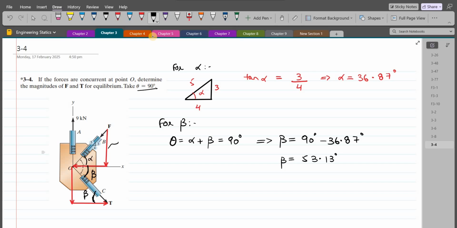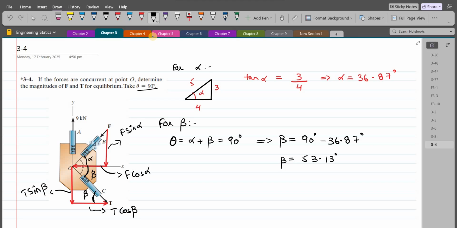Now let's label the force components. So the vertical component of force F is F sin alpha, and the horizontal component is F cos alpha. The vertical component of force T is T sin beta, and the horizontal component is T cos beta. So far we have resolved the forces into their components. Now we can apply our equations of equilibrium.